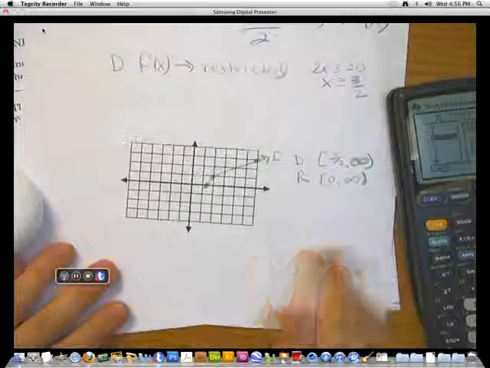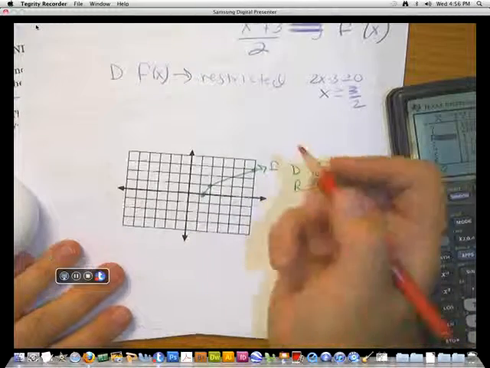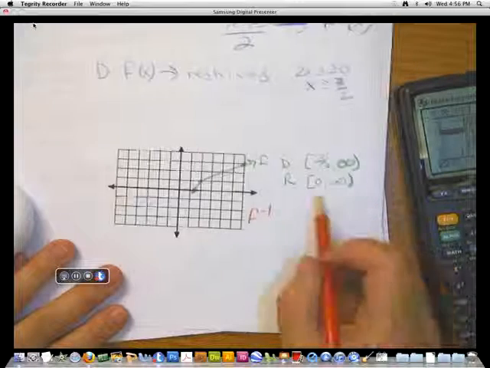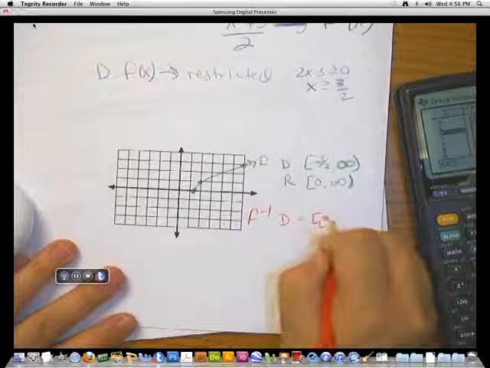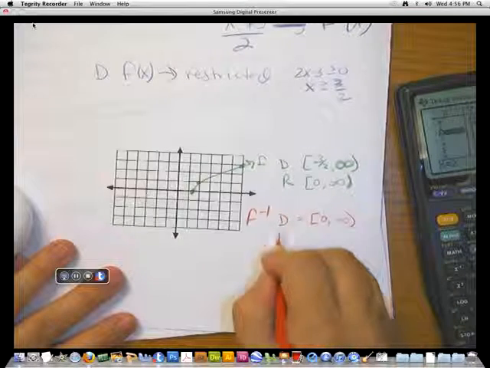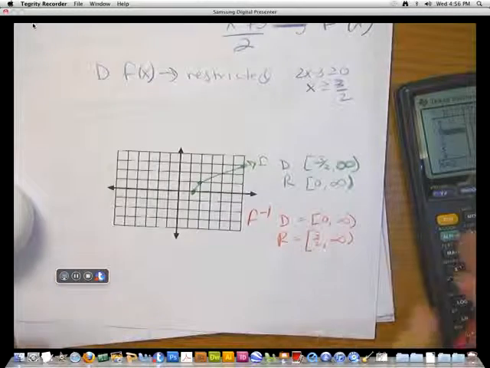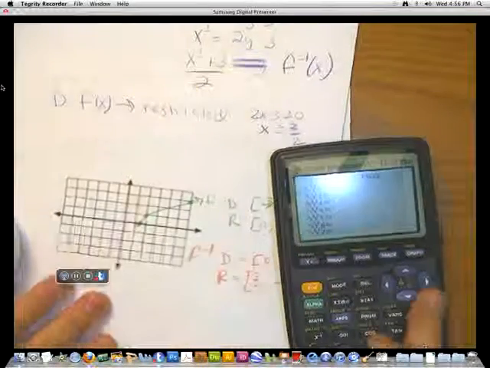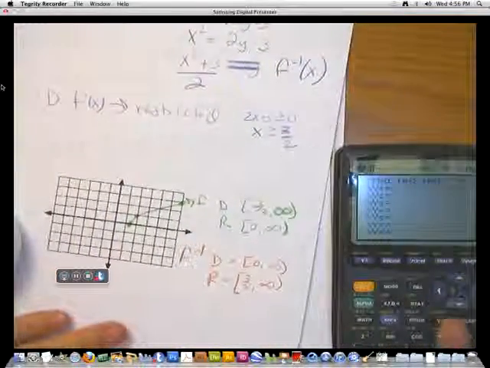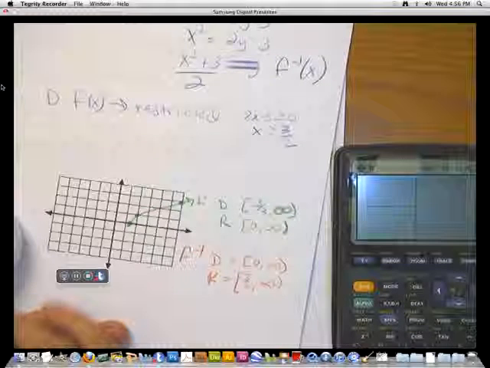So now when I look at my inverse, f inverse, these have to be reversed. The domain should be 0 to infinity, and the range should be 3/2 to infinity. So let's look at the picture of it. We know what the equation is because we just found it. So let's type in the equation. Y equals x squared plus 3 divided by 2.